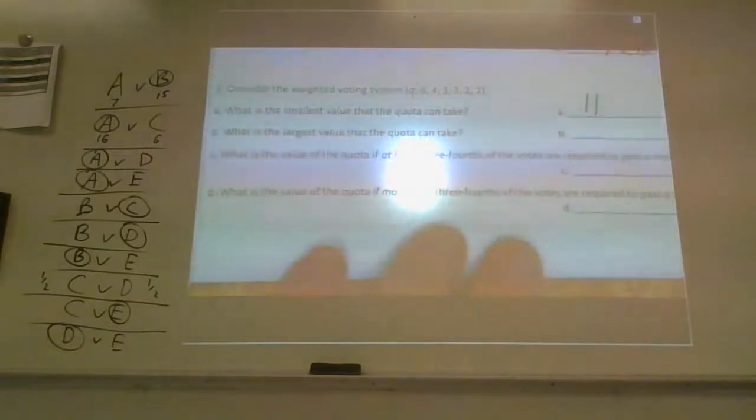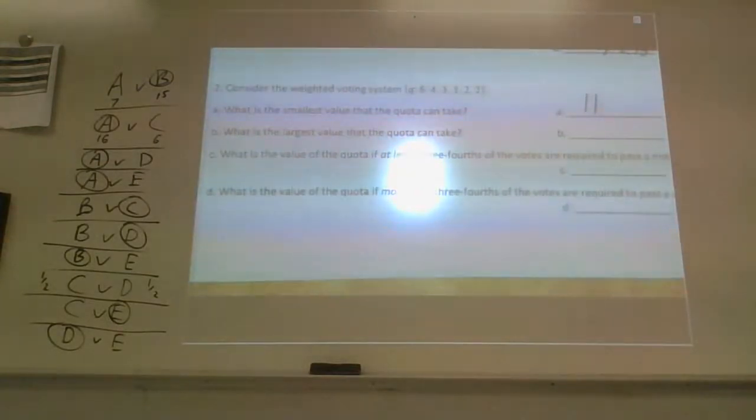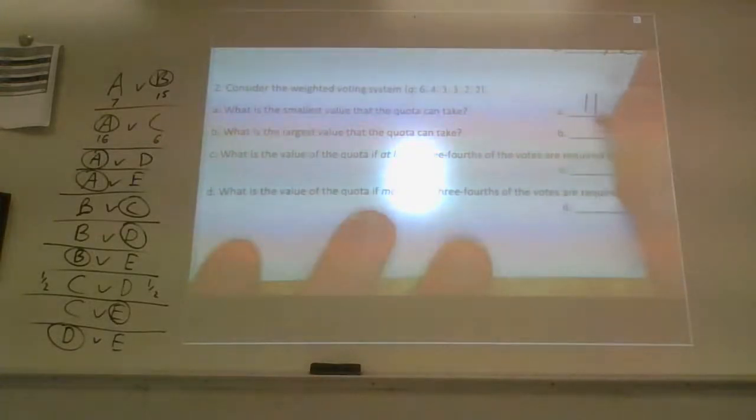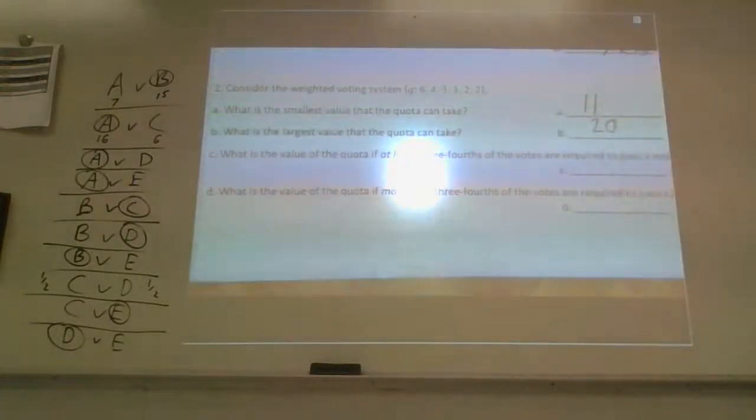What is the largest value that the quota could take? Well, the largest value that it could be is 20. That would be if the quota were a unanimous decision. If you required a unanimous decision in order to pass anything, then you would need every vote voting one way.